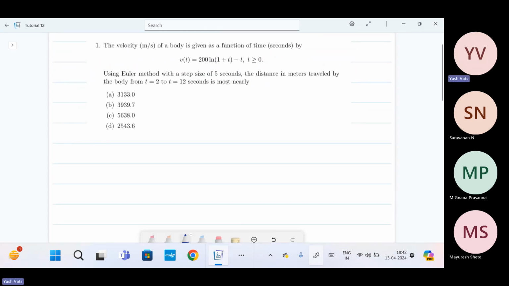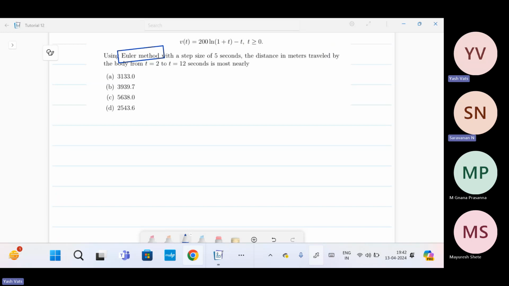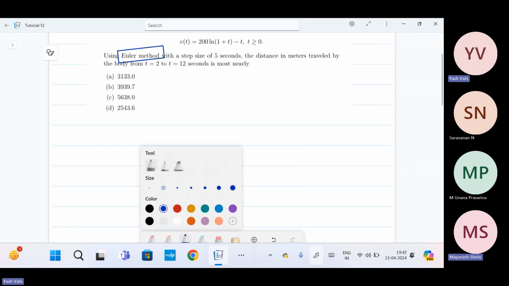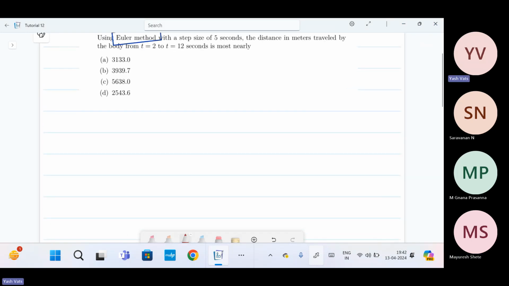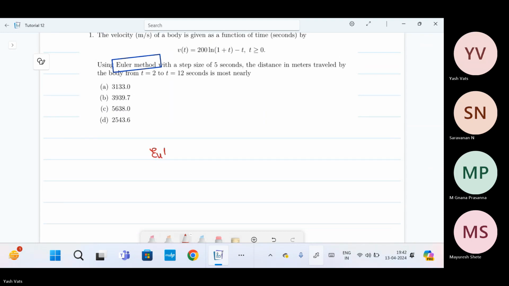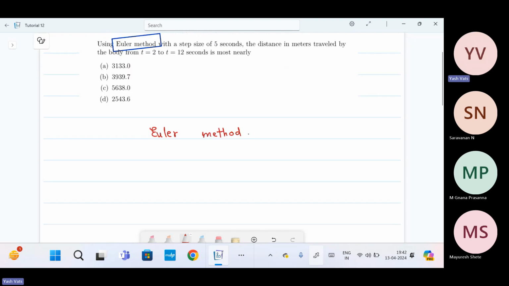Okay. So what is Euler method? Anyone? Have you studied it in the class? Yes, we discussed it briefly. So what we do in the Euler method, suppose you have an ordinary differential equation, say y dash is equal to f(x, y), where y(0) is equal to y naught.